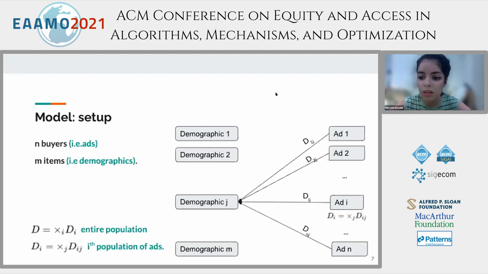And the way we represent the population of buyers is D, which is the product of the Dis, and this is going to represent the entire buyer population. So we have n buyers, m items, and D is the population of buyers.